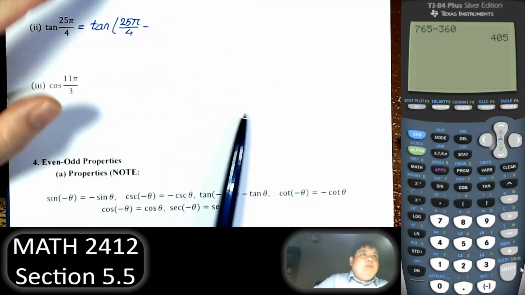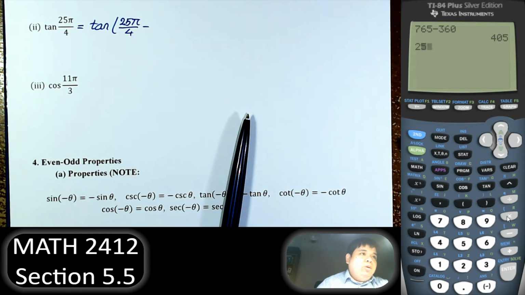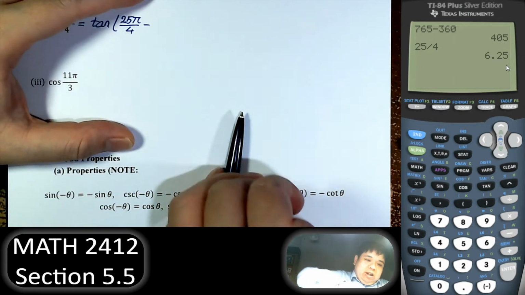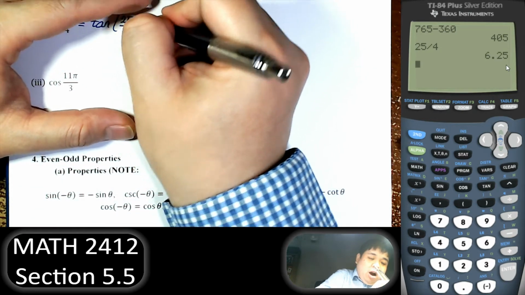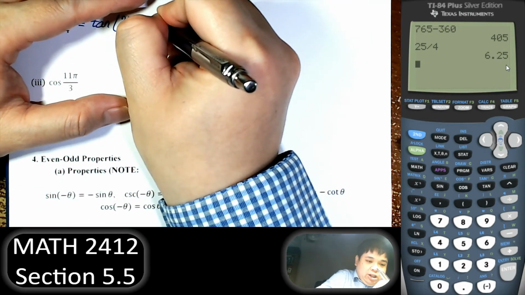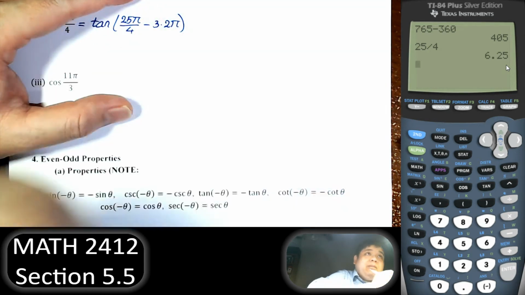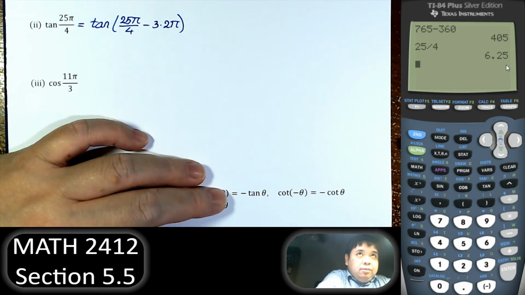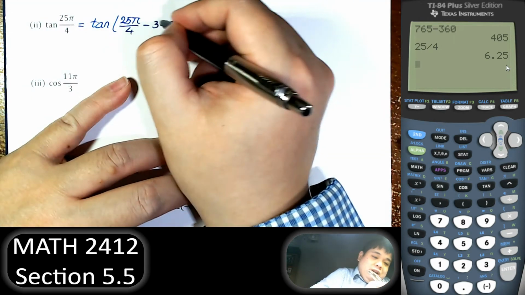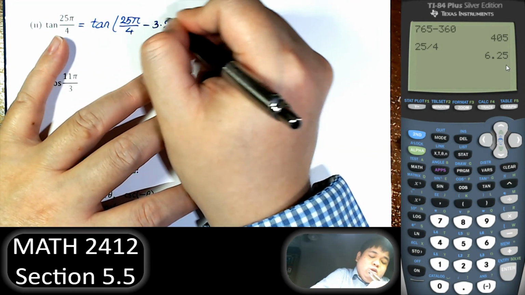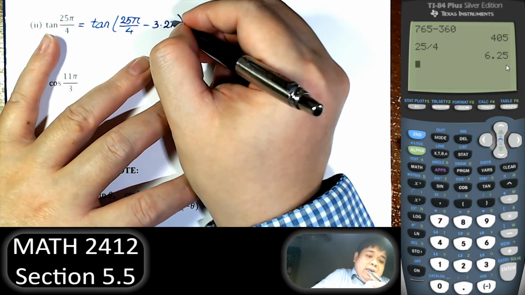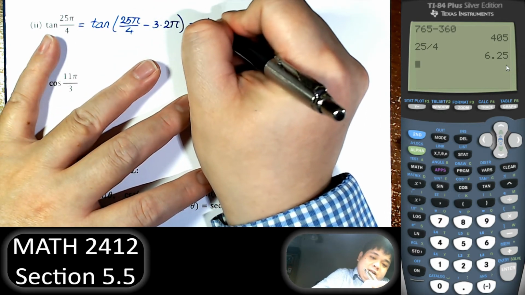So let's subtract 2 pi. So it's 25 over 4. Oh, that's 6.25. So not only can we subtract 2 pi, we can subtract multiples of 2 pi. So let's say 3 times 2 pi. It will still be the same. Subtract the multiple of 2 pi. So that gives us 6 pi, and so we have tangent of pi over 4.